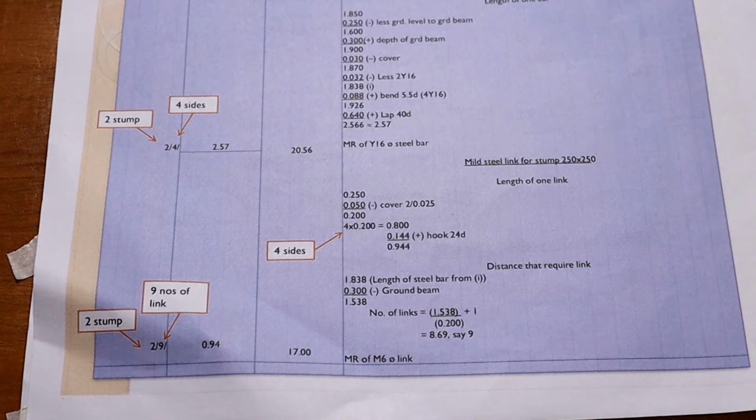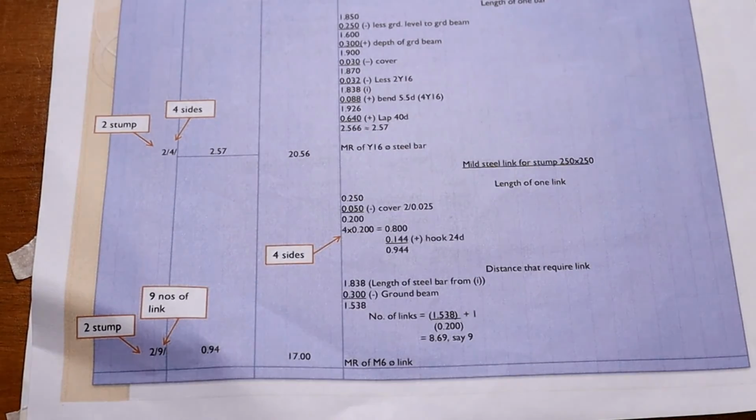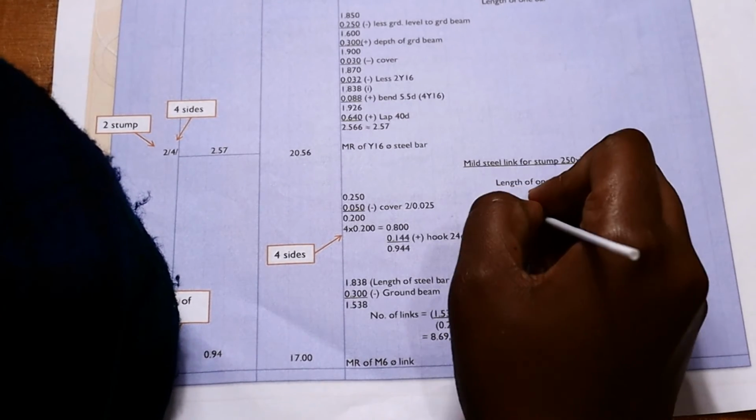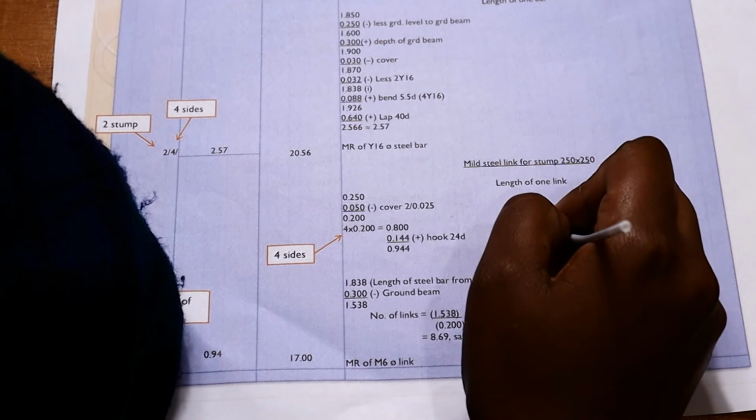Alright, now that one is the length of the bars for the stump measuring 250 by 250. Now, those are the bars that are standing. We need to calculate the length of the stirrups. These ones that are going around the rings. Alright, so they are called the stirrups, and also they are called the links. So we need to calculate the length of the links. The links, if I'm to sketch, they are rectangular, they are curved rectangular, then they have some hooks.